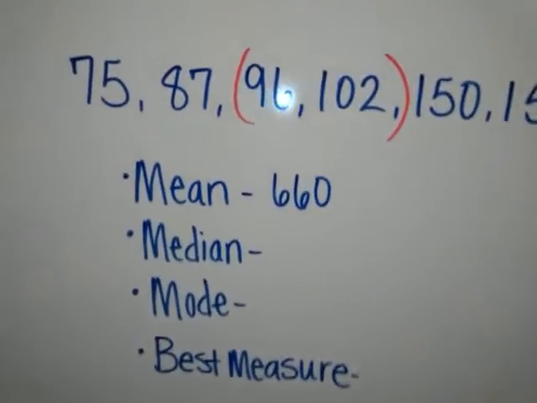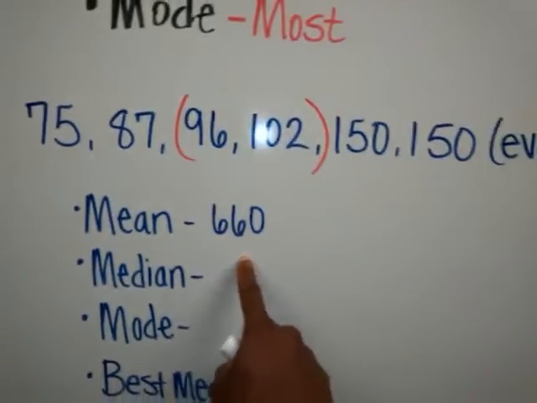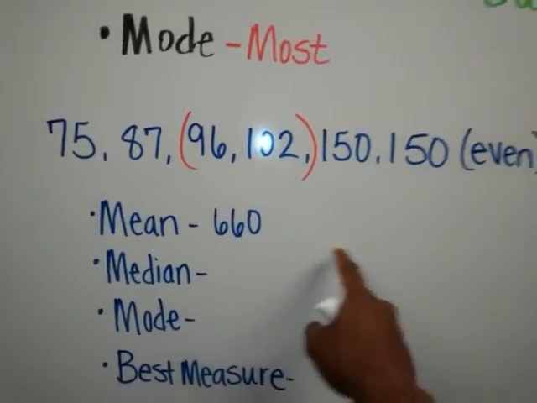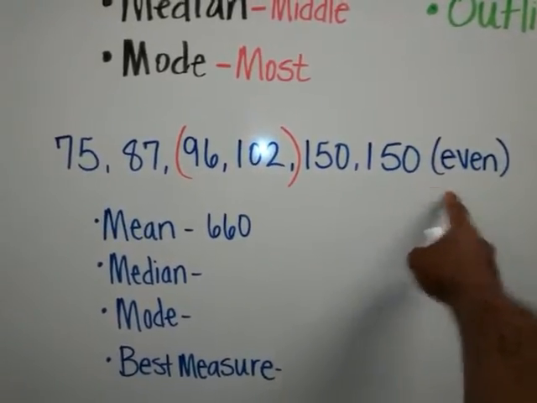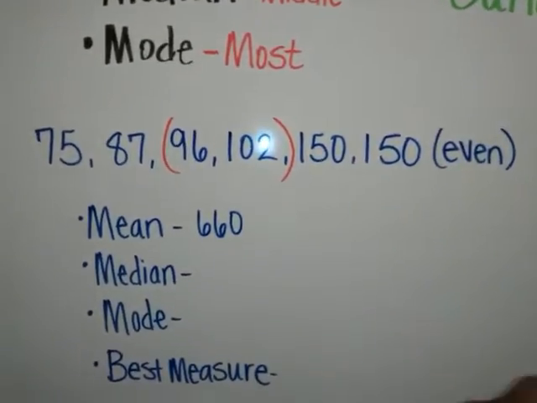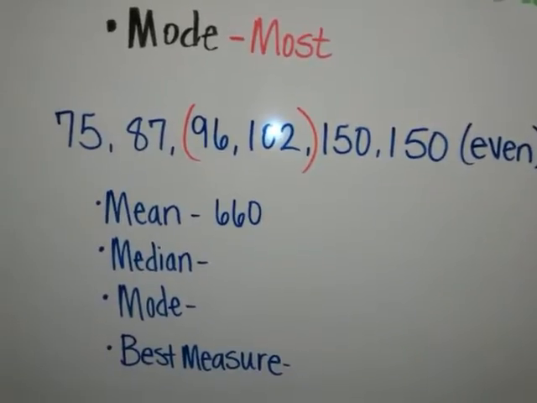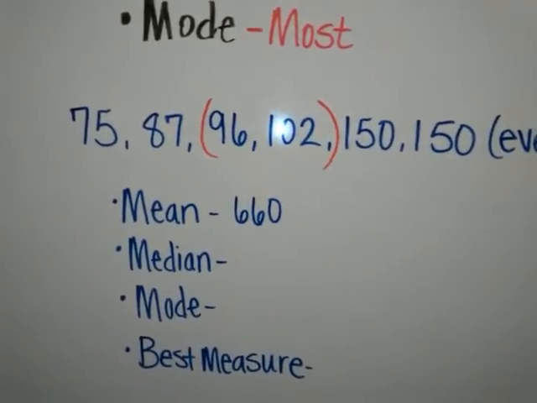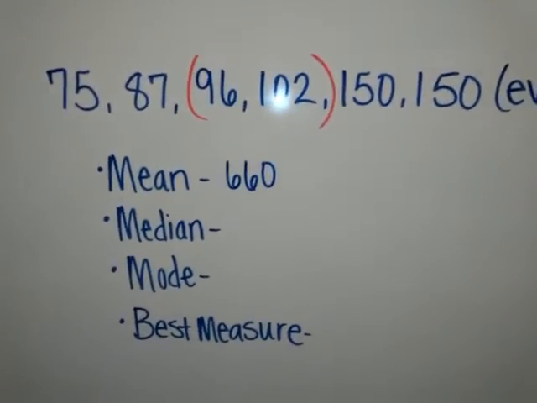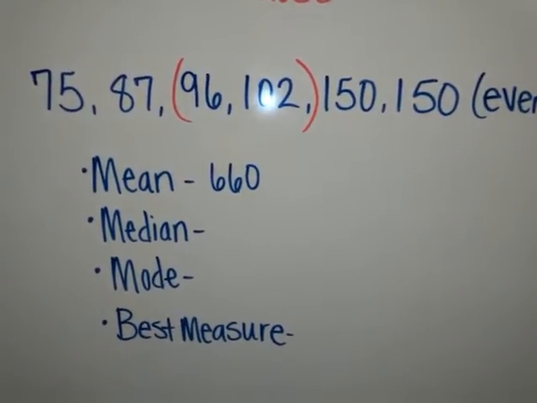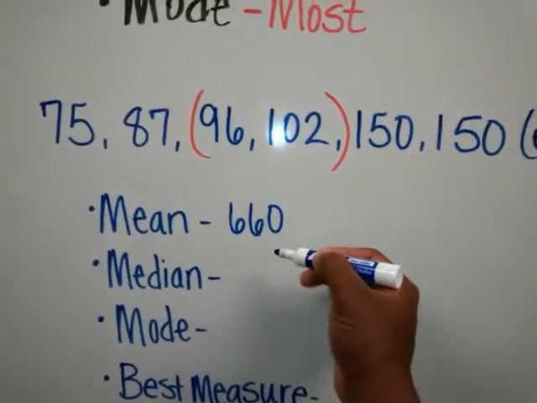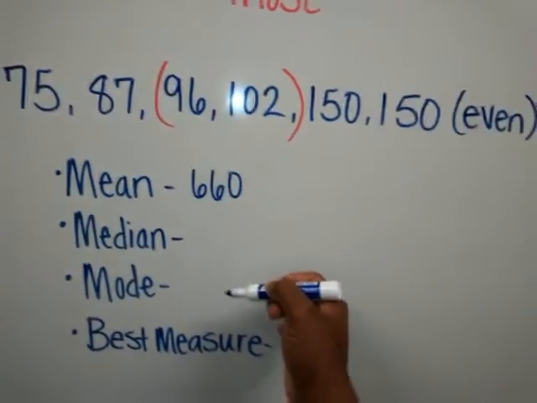So I have already calculated the sum of this entire data set, which is 660. I also identified that we have an even set of numbers. That's going to tell me, that's for my median, that I need two numbers that will identify the middle. I will have to add them up and find an average to calculate my median. All right, so let's continue with finding the mean first, and then we'll go to the median.